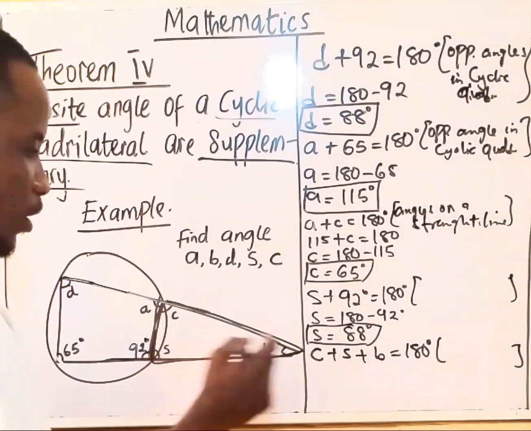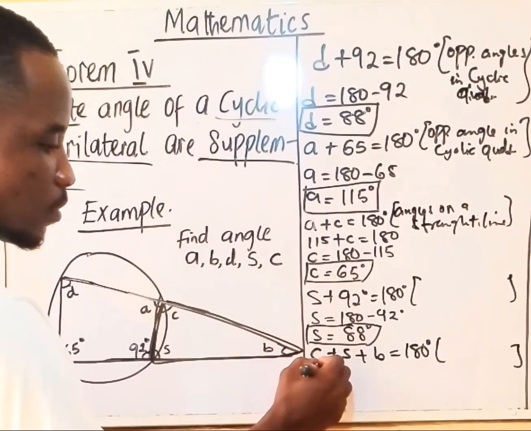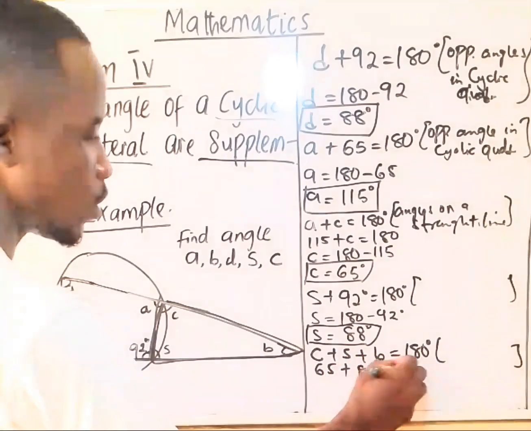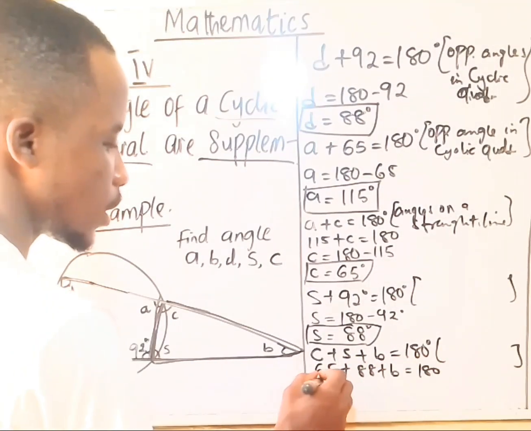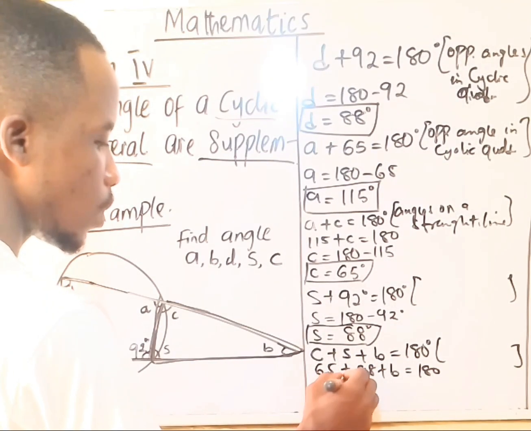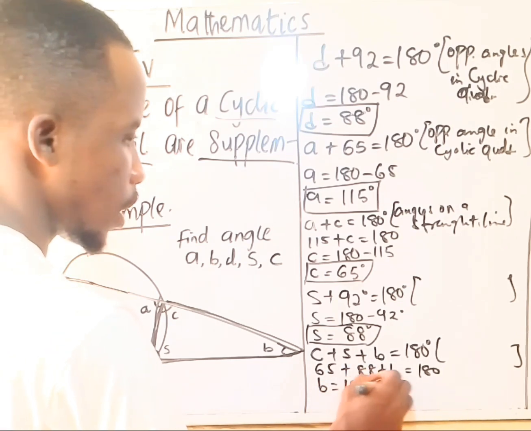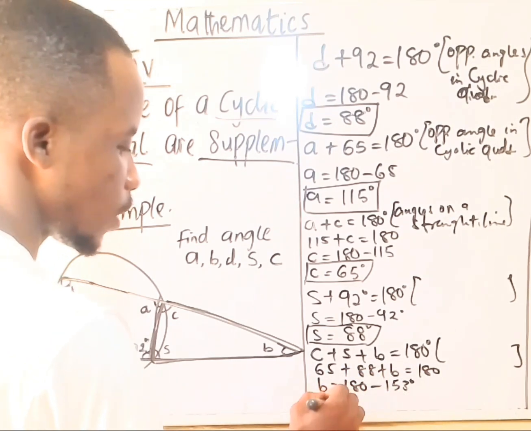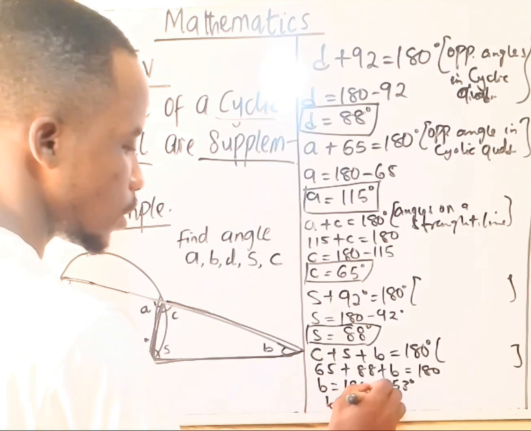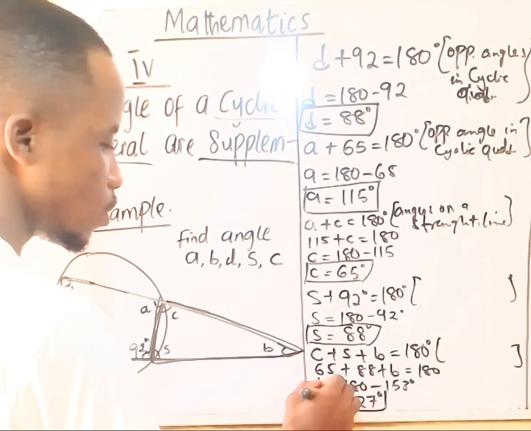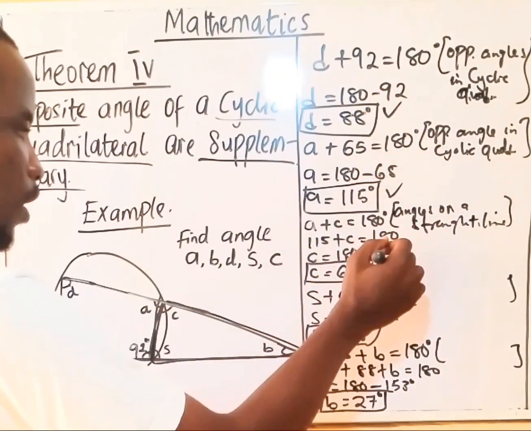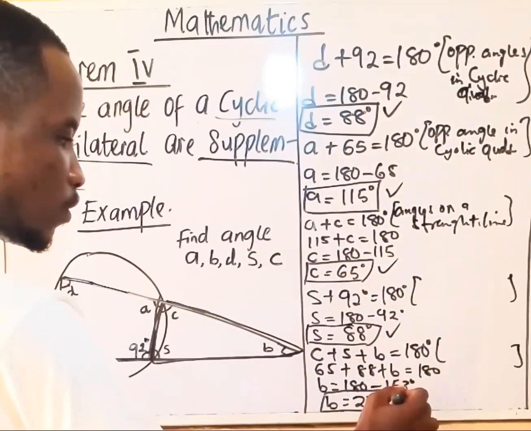So what's my value of c? My value of c is already given to me as 65, plus my value of s is 88, plus b equal to 180. So I can say my b equals 180 minus, I added these two together, gives me 153 degrees. So my value of b is equal to 27 degrees. So I've gotten my value of d, a, c, s, and b.